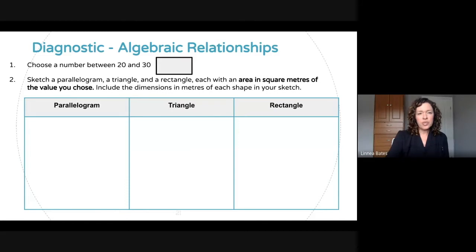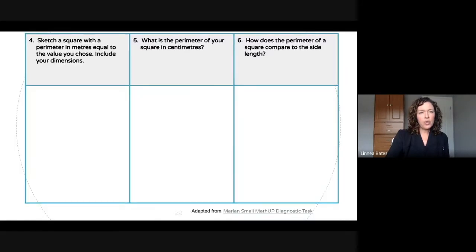They're choosing a number between 20 and 30. They're sketching a parallelogram, a triangle, and a rectangle, that each of those has the area of the predetermined number. Question 4, then they're being asked to sketch a square with a perimeter in meters of that same value. Number 5, what would their perimeter be if they were doing it in centimeters as opposed to meters? And number 6, how does the perimeter of a square compare to the side length?